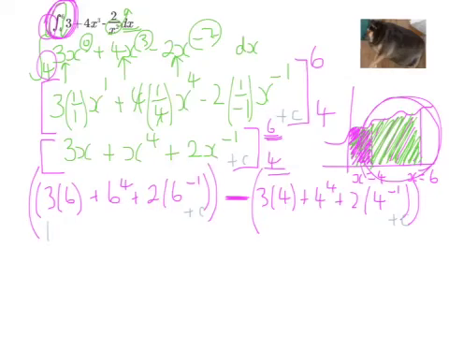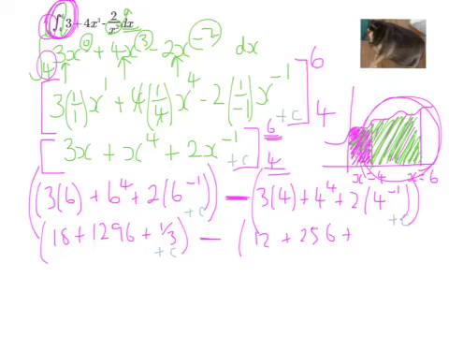This first one, let's just rub him out. This first bracket is going to come to 18 plus 6 to the power of 4, which is 1296, plus 6 to the minus 1 over 2, which is a third. And we've still obviously got our little plus c in there. Minus the second bracket, which is going to come to 12 plus 256 plus 2 over 4, which is a half. And of course, we've still got our little plus c in.